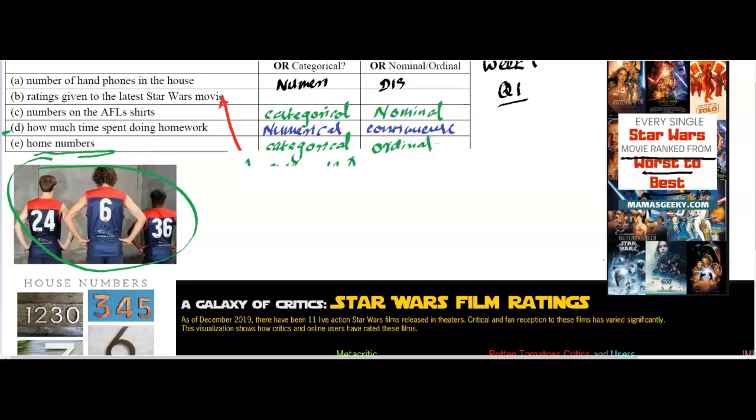So remember these things. You might get these questions in your exam, maybe your SAC or maybe your final examination. But remember the house numbers, the T-shirt numbers, telephone numbers. Those things are not numerical, though they are numbers. Okay, so that's it.